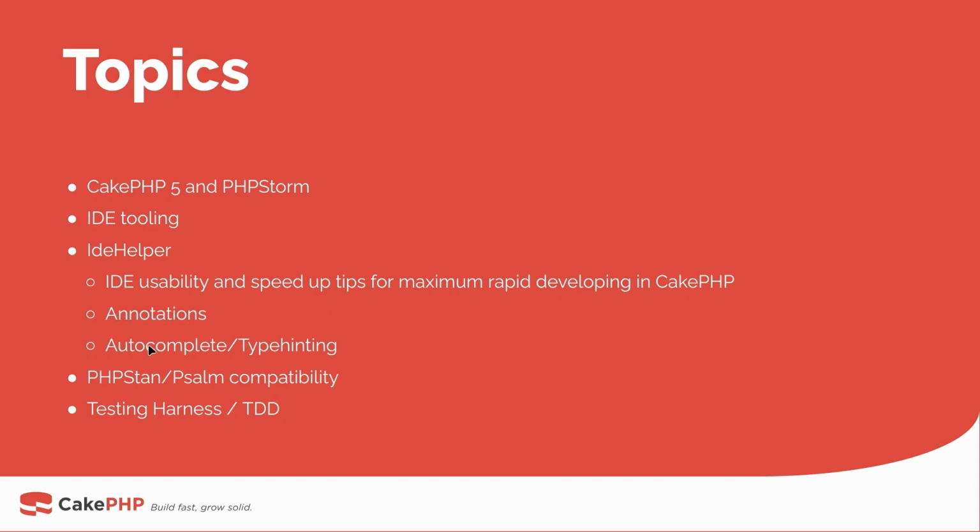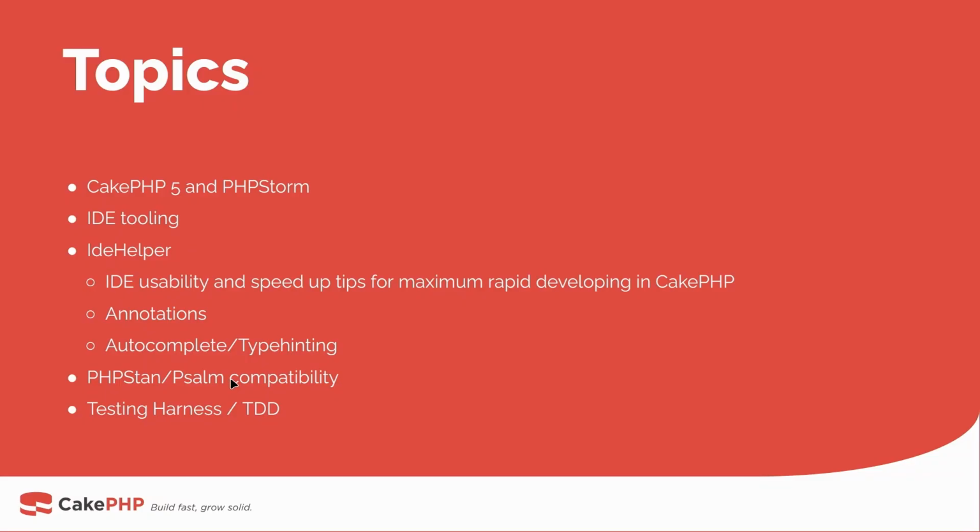How annotations can help, how autocomplete and type hinting can be activated and also can be customized. So oftentimes maybe you have something on your own that is very tedious to actually remember all of the different possibilities and magic strings, and so we want to unmagic them. PHP Stan and Psalm compatibility, as this is also quite important to keep a project safe in maintainability. So being able to adjust it, modify it, enhance it, but not break other code maybe.